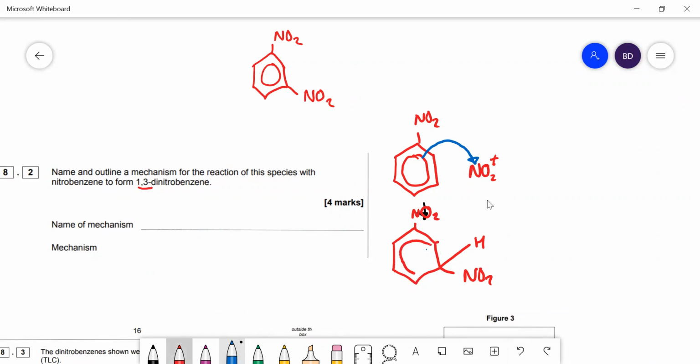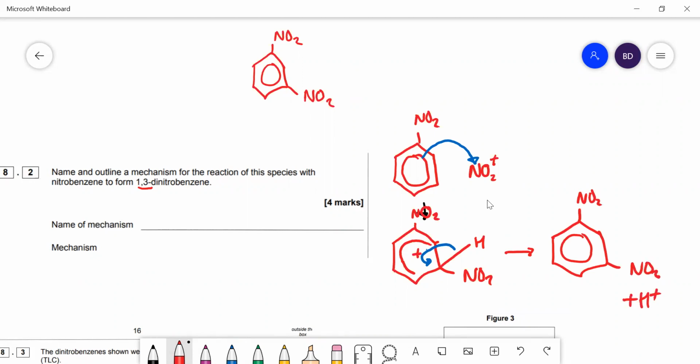And of course, this whole intermediate is going to have a positive charge on it, which is shared on the benzene ring, which stabilizes it. Then we are going to lose a proton. That pair of electrons goes back into the ring to form the product. So that's pretty straightforward, and we get a proton coming off as well, and that mechanism is called electrophilic substitution, because you swap a hydrogen for that NO2 essentially.